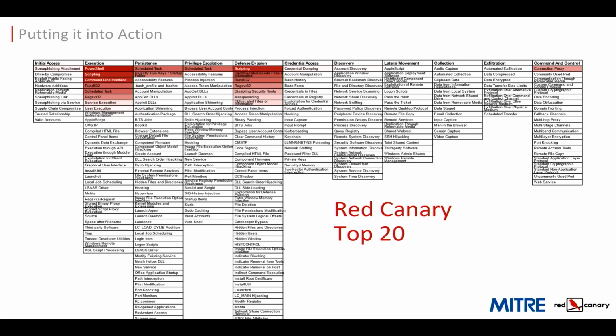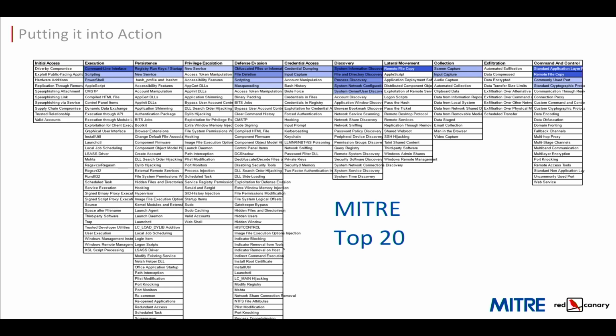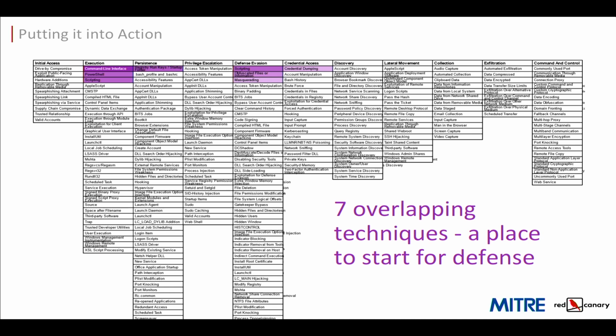We've got to have a matrix view with the navigator. This is money. So Red Canary top 20, again, you can see the execution, the defense evasion, a lot there. So we take those top 20, and then the MITRE top 20, and then for any of my attack presentations, we've got to overlay them. So we took each top 20 and found there are 7 overlapping techniques.